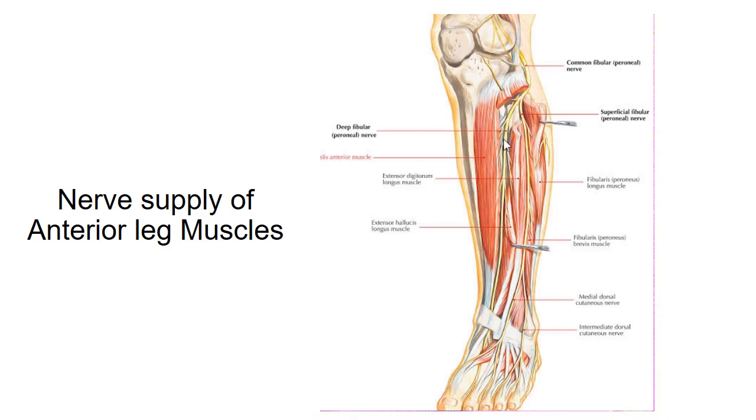This deep peroneal nerve gives branches to all the anterior leg muscles. As you can see here, it supplies tibialis anterior muscle, extensor digitorum longus, extensor hallucis longus, and peroneus tertius muscle. We'll talk about these nerves in detail in our next lecture. That's all about origin and insertion and action of these muscles.